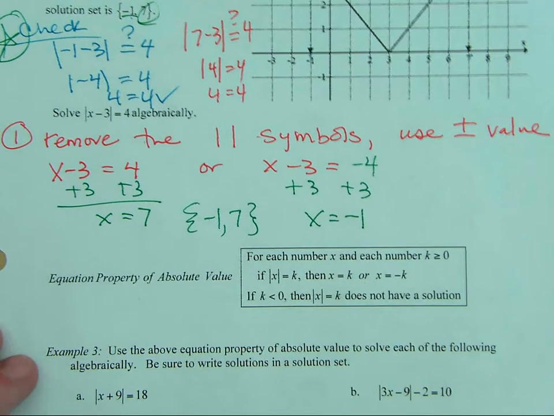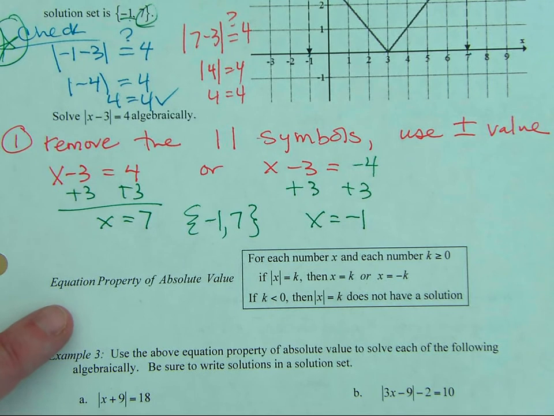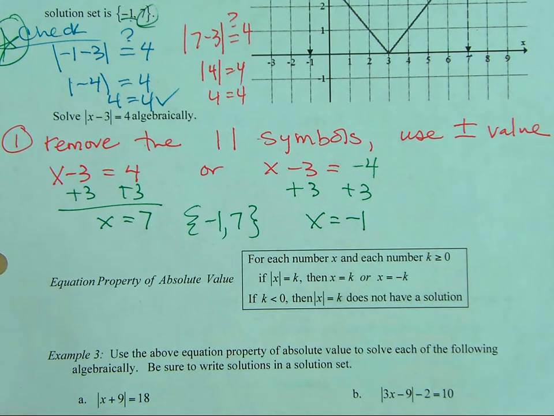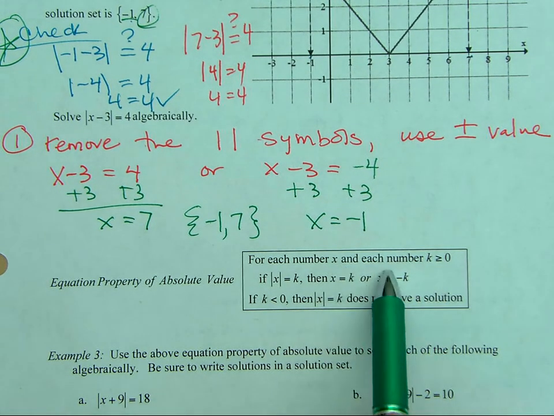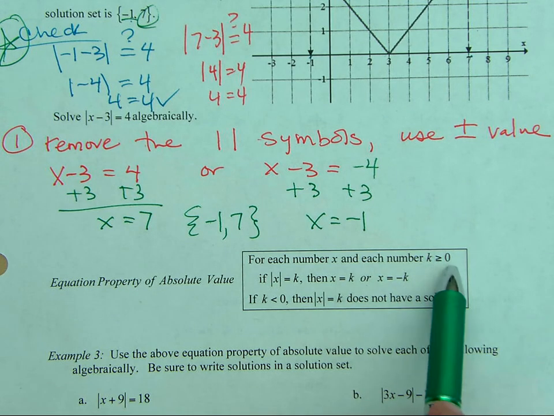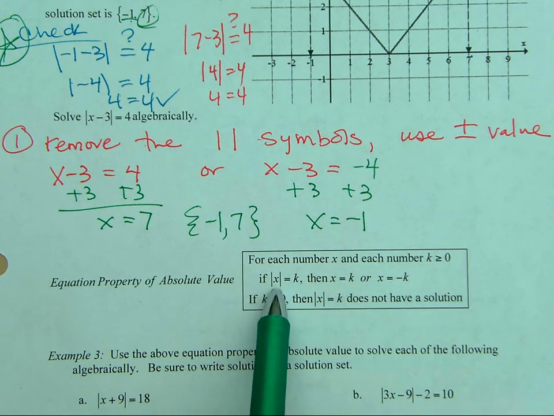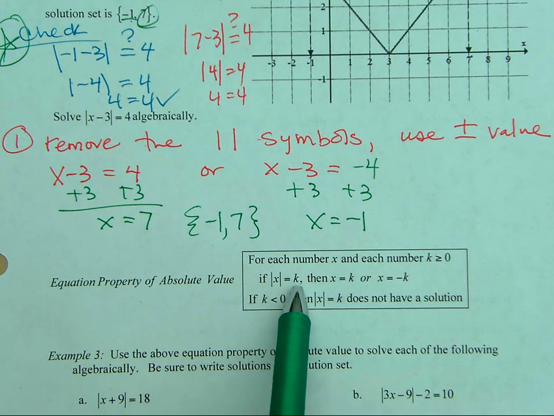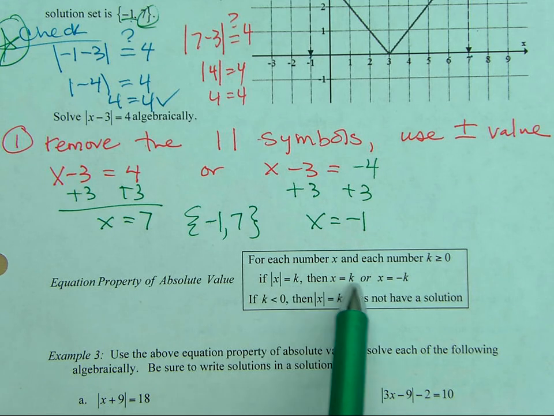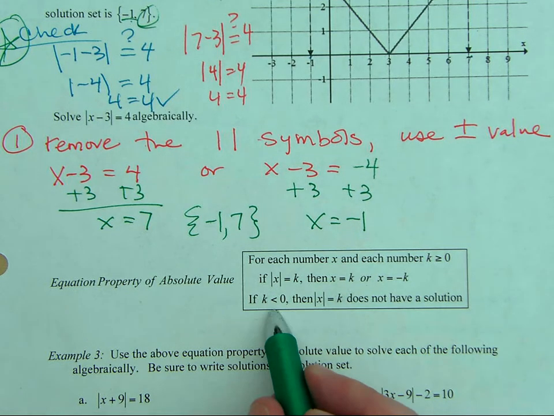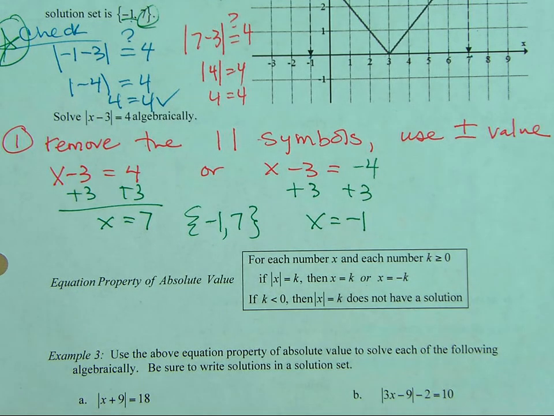So this is telling us right here the equation property of absolute value. For each number x and each number k such that k is greater than 0, if the absolute value of x is equal to a number k, then x would equal k, or x would equal -k. Okay? If k is less than 0, what kind of numbers are less than 0? Negative numbers, exactly. If k is negative, in other words, then if you say the absolute value of x is equal to k, that will not have a solution, right?